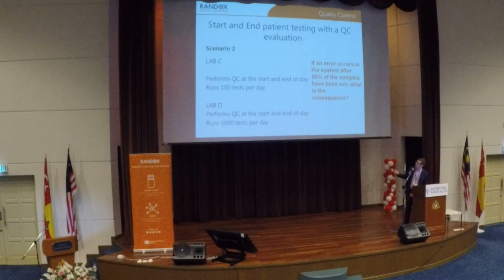So the second scenario is where Lab C performs QC at the start and end of the day, and they run 100 tests per day. And Lab D performs QC at the start and end of the day, and they run 1,000 tests per day. Again, if an error occurs after 50% of the samples have been run, what are the consequences? Potentially Lab D may have to run 1,000 patient samples again. These are quite extreme examples, but this does happen in real life, and any lab that is ISO accredited will have to rerun those patient samples if they respond to an error.